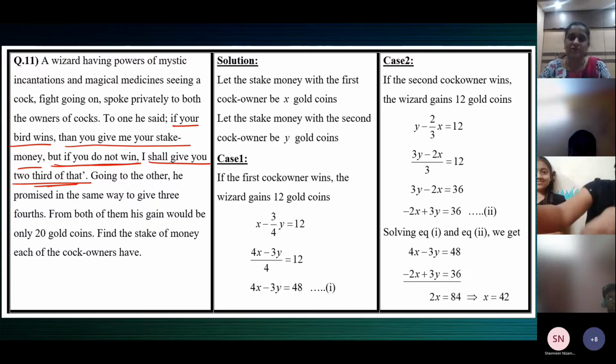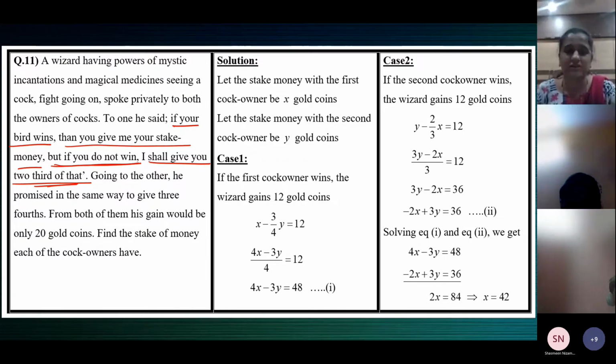Actually, if you lose, you're not going to get anything. You're going to give away whatever you have. But in this case, when you win, you'll have to give away your stake money to the wizard. But when you lose, you still get money from the wizard.